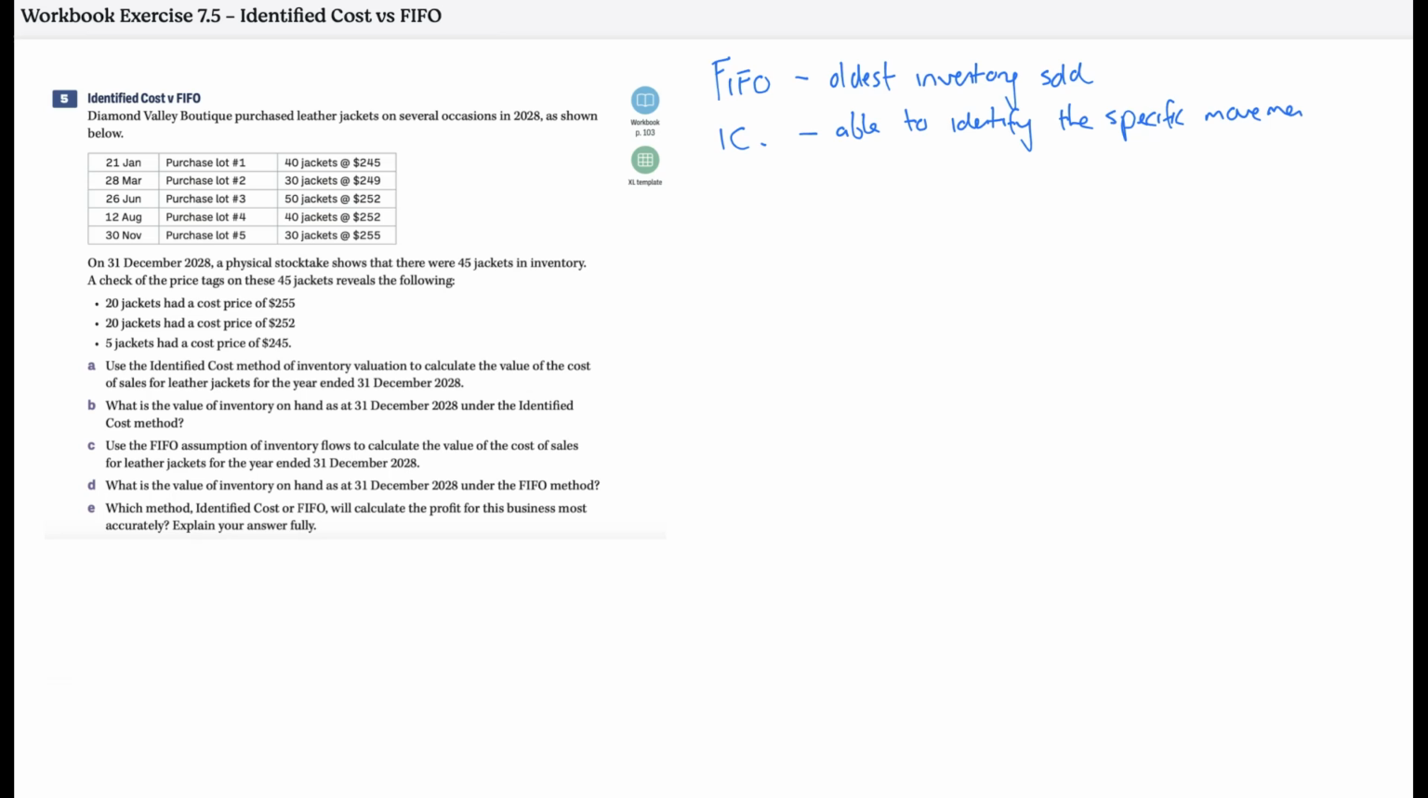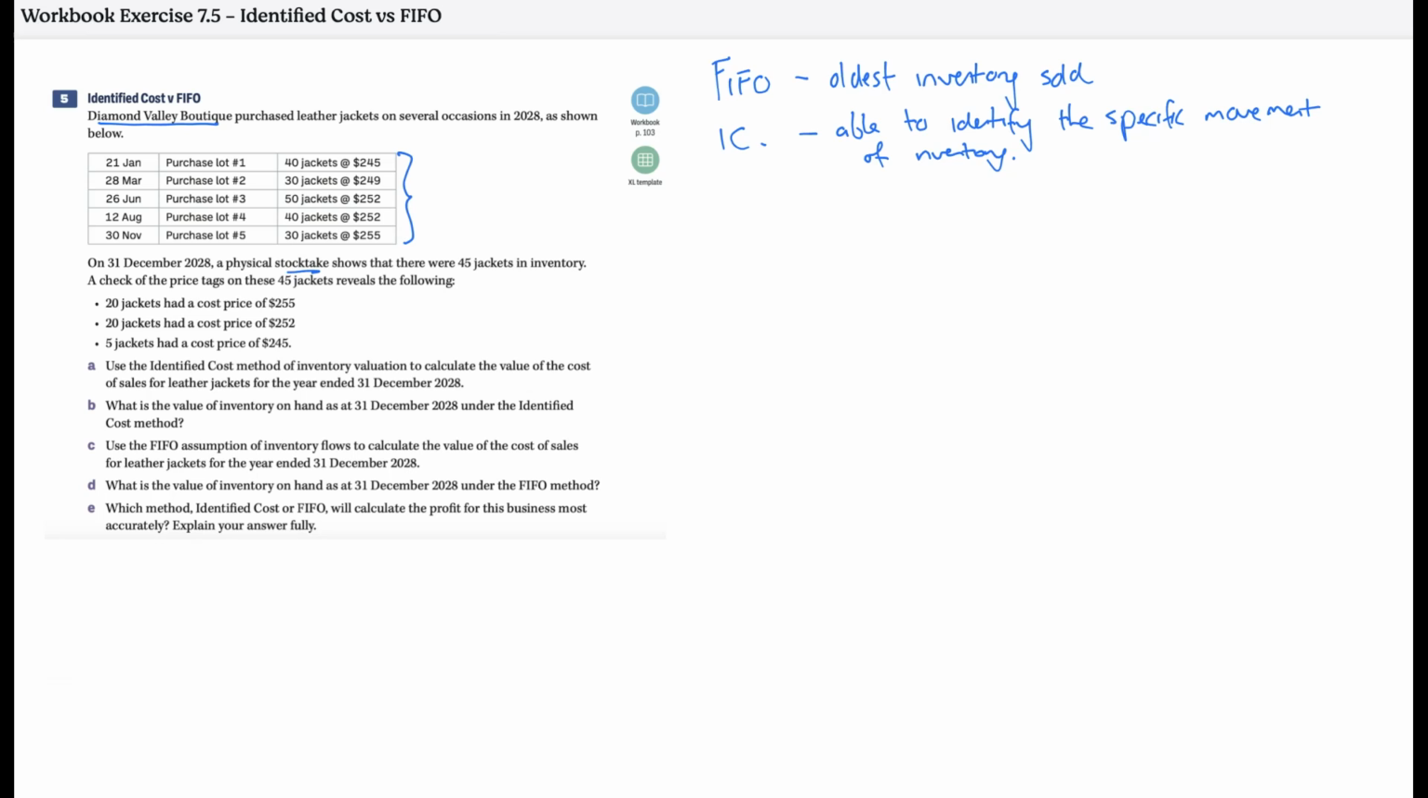So in this question, and in many of your questions in Chapter 7, we are going to get you to consider how using these two valuation methods will impact your inventory and your management of the perpetual inventory system. Now, in this question, we have been told that this Diamond Valley boutique has purchased a number of leather jackets across the year. You can see that they've made 5 purchases from the 21st of January to the 30th of November, and that their prices have been different.